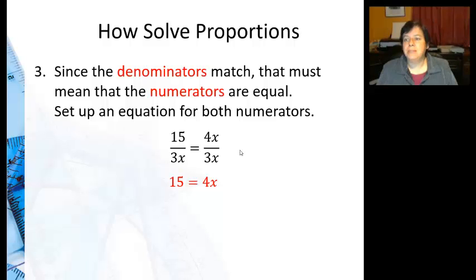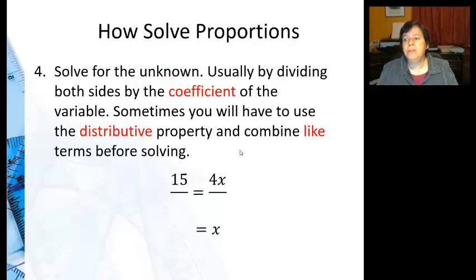Okay, step 4, solve for the unknown. So since I have 4x is 15, I can divide both sides by 4, and I get a fraction as my answer. 15 over 4. Don't freak out, we are allowed to have fractions as answers. And improper fractions are actually usually easier than mixed numbers. Unless I ask you for it, leave it as an improper fraction.